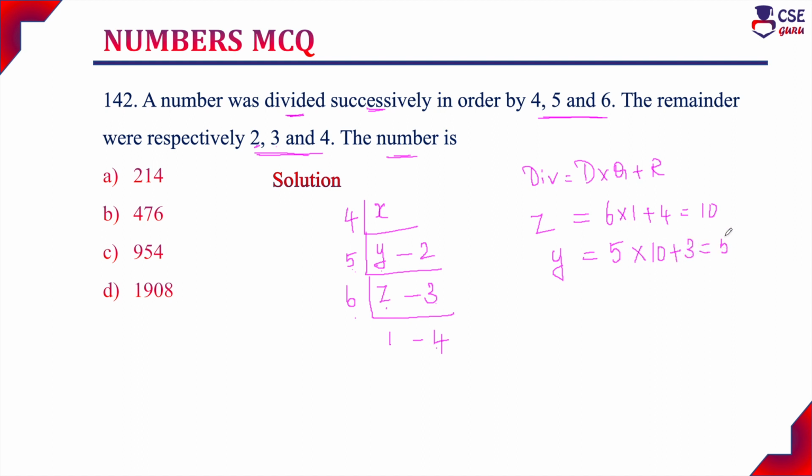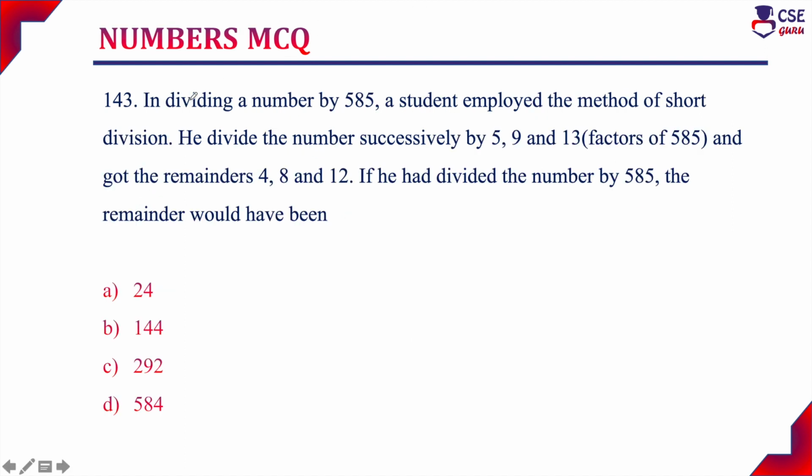That is 53. Next, to find the x value, the divisor is 4, the quotient is y and the remainder is 2. So x is equal to 4 into 53 plus 2. We will get 214. Then the number is option A, 214. The dividend value is 214.